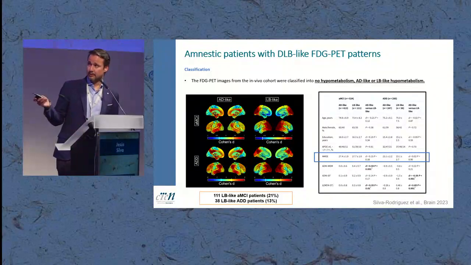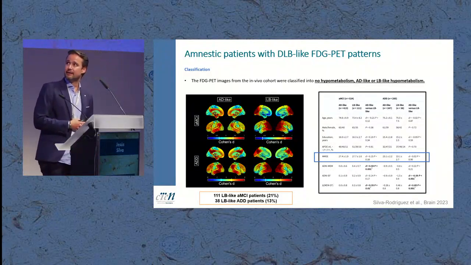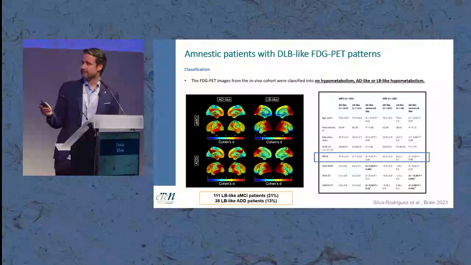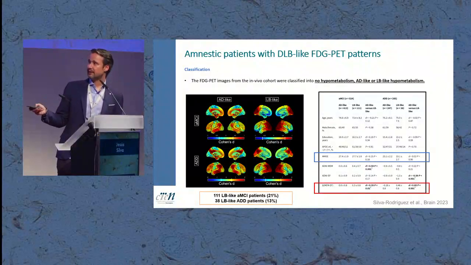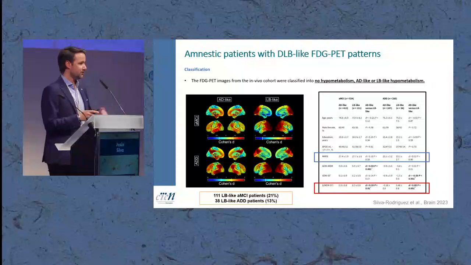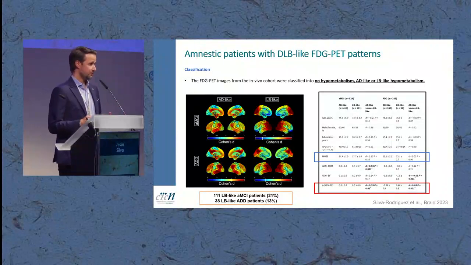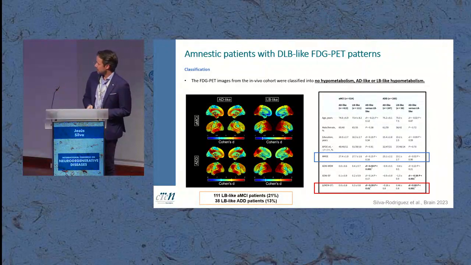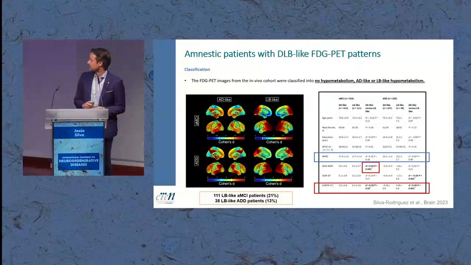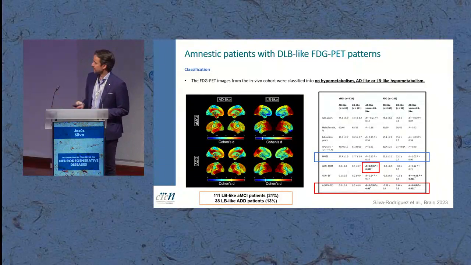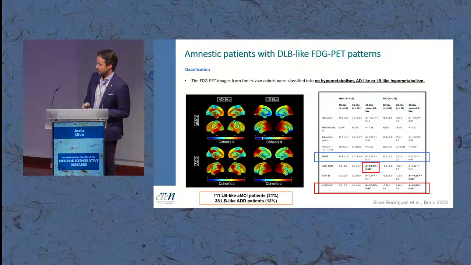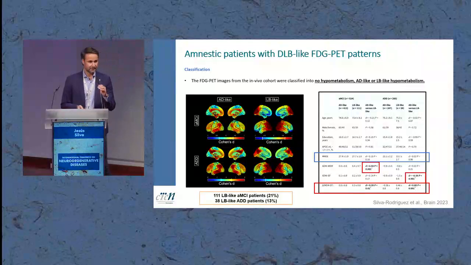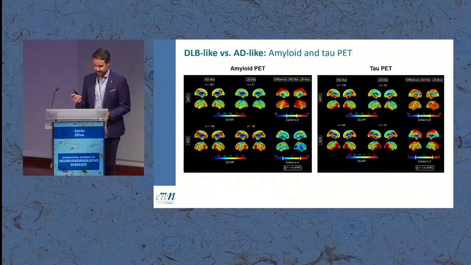And between these DLB-like and AD-like patients, we didn't observe any difference in Mini-Mental, but we observed a significantly more executive cognitive profile using this theta score, the difference variable that we were referring to earlier, in the Lewy body-like groups compared to the AD-like. And this difference was driven primarily by a worse memory performance in the AD-like in NCI and a worse executive performance in demented patients that were DLB-like in the FDG PET.